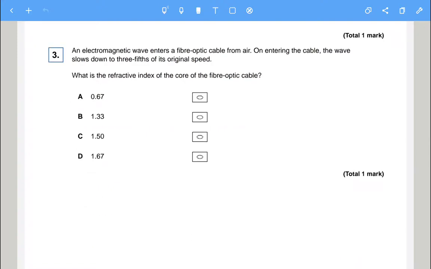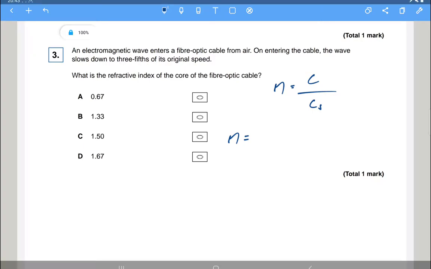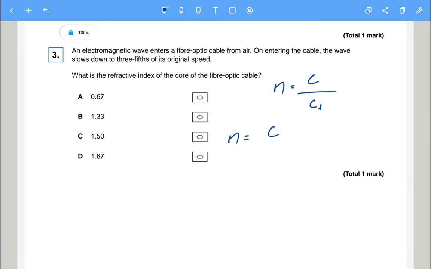Let's look at the next one. This one's relatively straightforward as well. An electromagnetic wave enters a fibre optic cable from air. On entering the cable, the wave slows down to 3/5 of its original speed. What is the refractive index? So refractive index can be given as the ratio of the wave speeds: the speed of light in the first substance, which is air, divided by the speed of light in the substance. So the refractive index will be C, the original speed, divided by 3/5 of C.